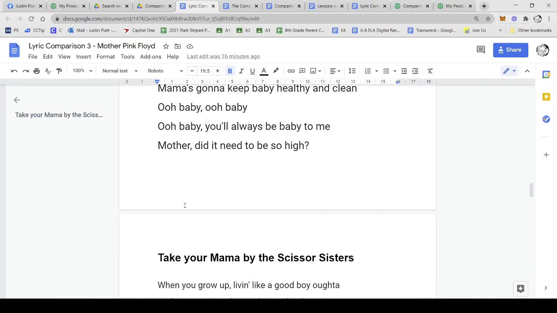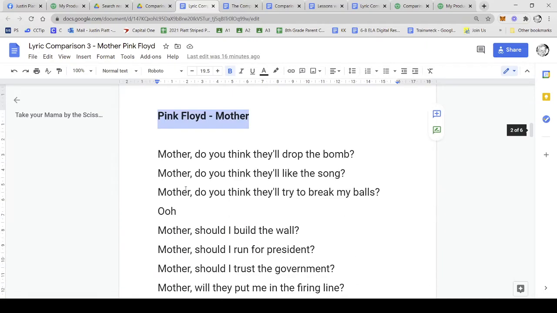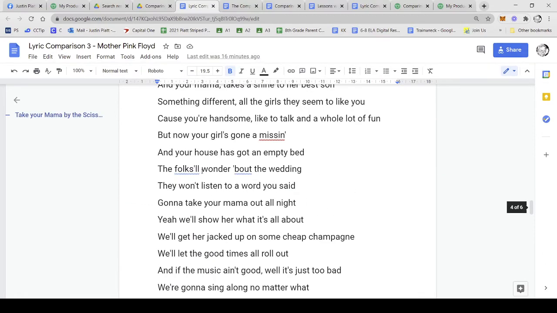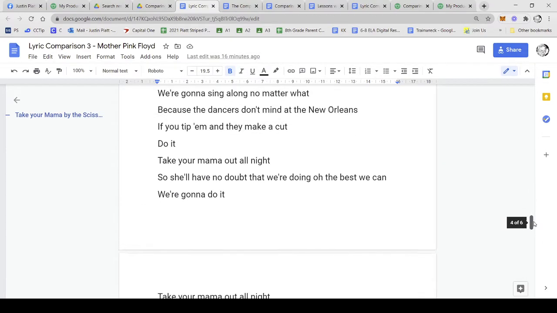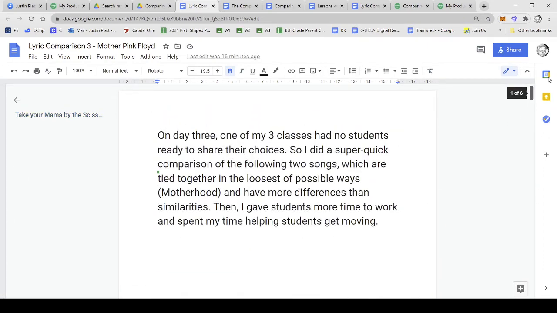And they have way more differences than similarities. They are just loosely following mothers, but very deep. And I was trying to say to those struggling students on that day, hey, don't overthink it. This isn't meant to stress you out.